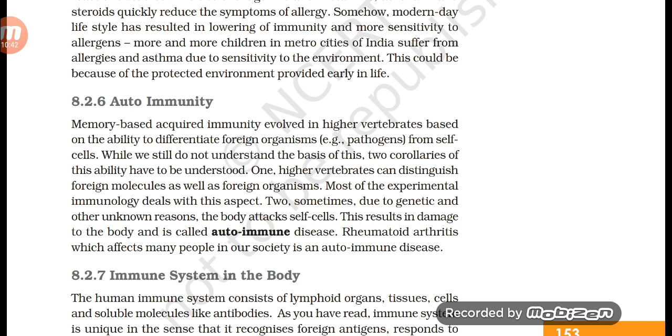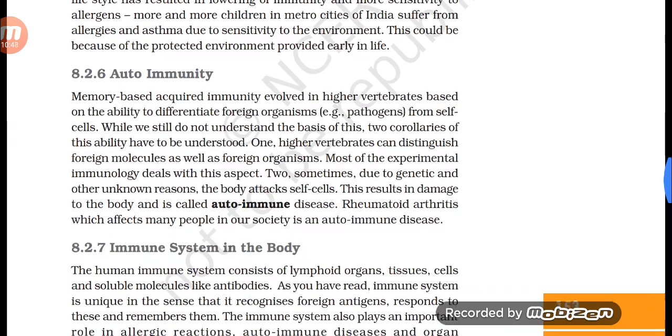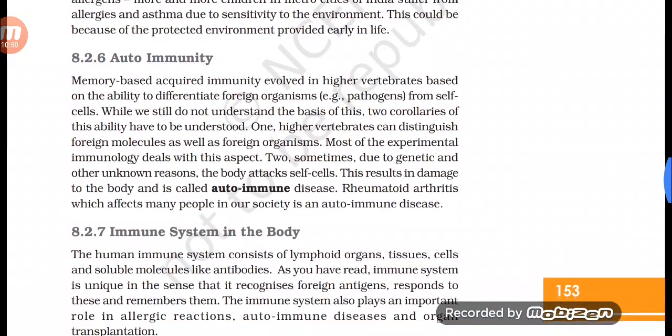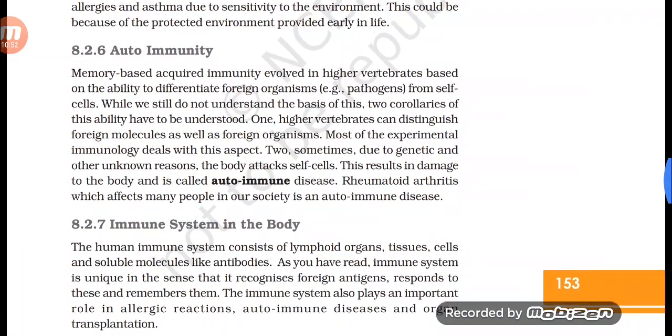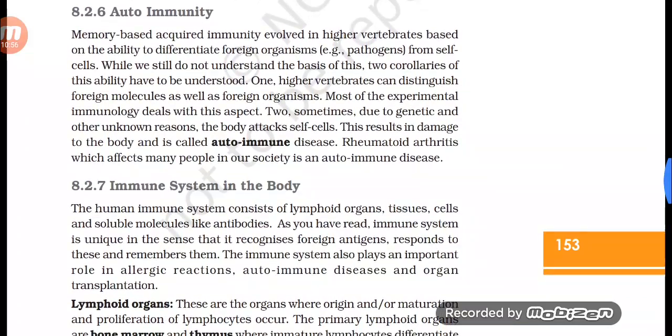Somehow, modern day lifestyle has resulted in lowering of immunity and more sensitivity to allergens. More and more children in metro cities of India suffer from allergy and asthma due to sensitivity to the environment. This could be because of protected environment provided early in life.